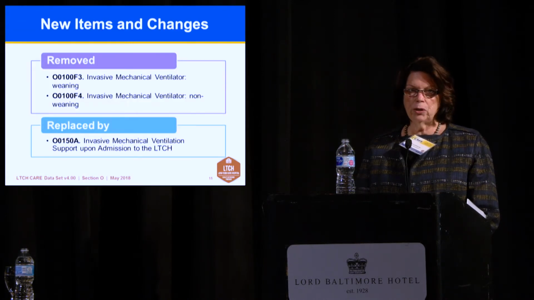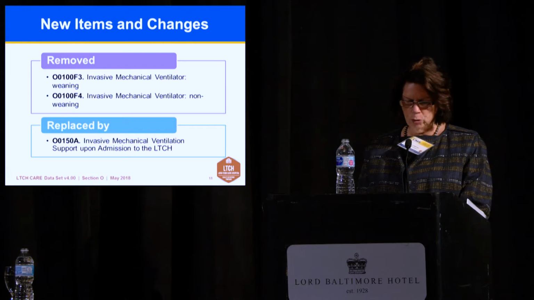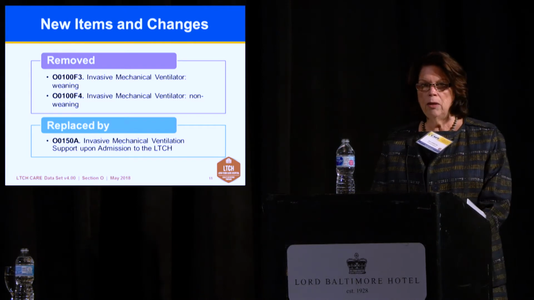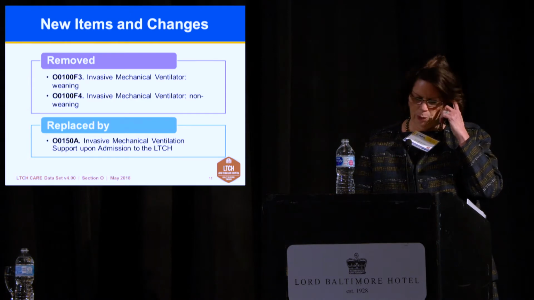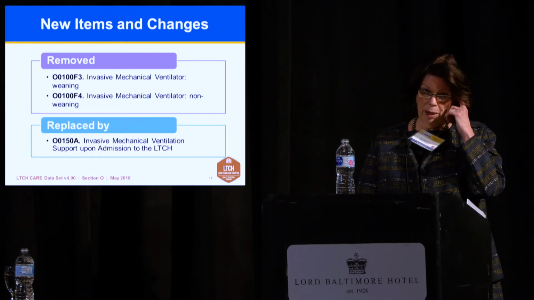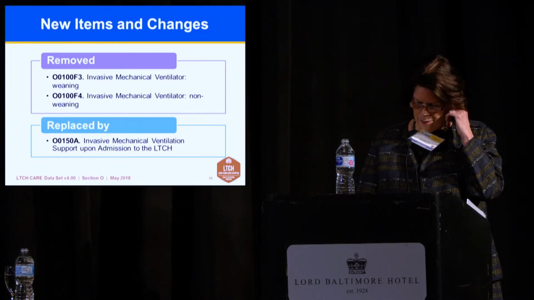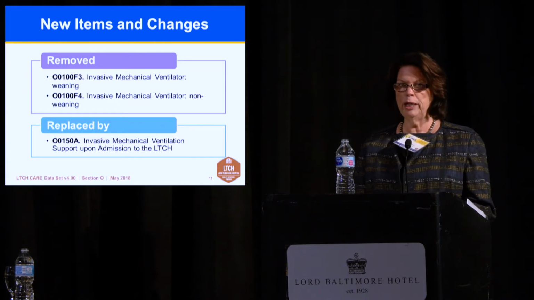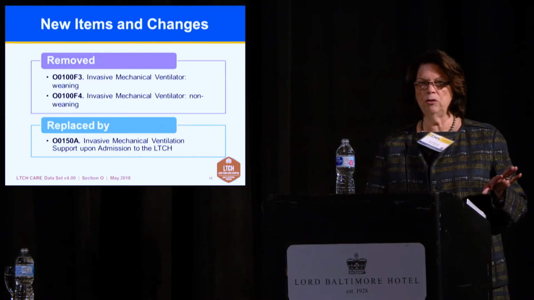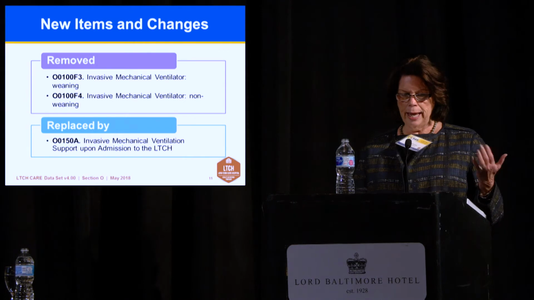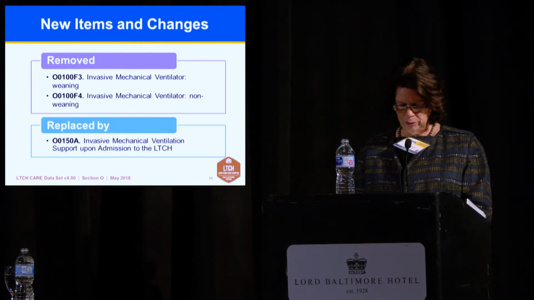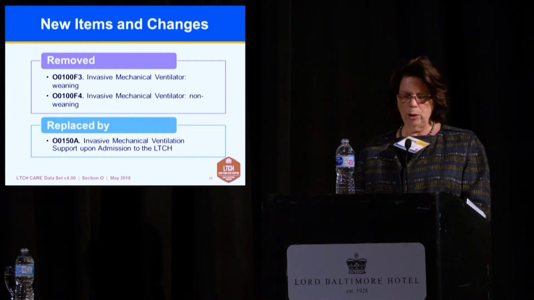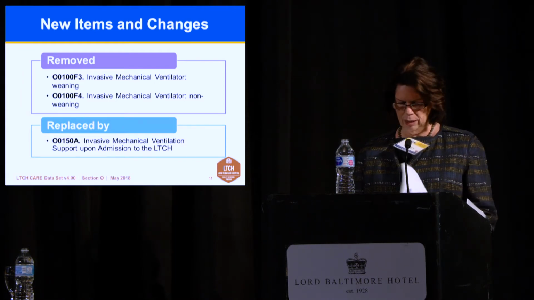Lorraine talked about this earlier today, but I just want to point out that the two data elements that you're currently familiar with in version 3.0, I call them F3 and F4, ventilator weaning and non-weaning, those have been removed from version 4.0 of the data set, and they've been replaced by this new data element, O0150A, invasive mechanical ventilation support upon admission to the LTCH.